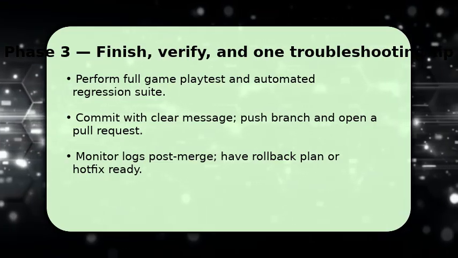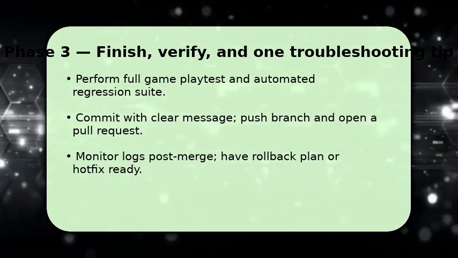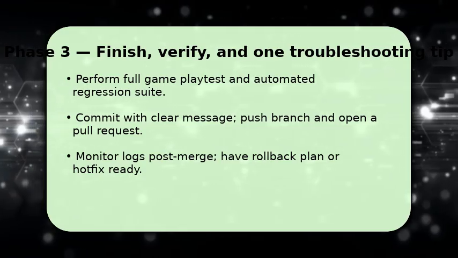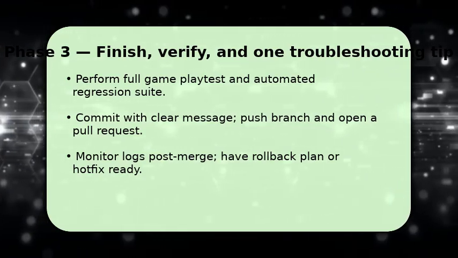Make sure to have a rollback or hotfix branch ready. If something goes wrong, check build logs first, then bisect commits to isolate the regression quickly.